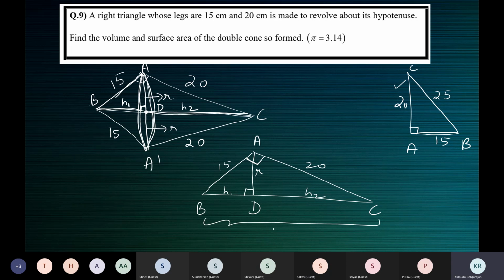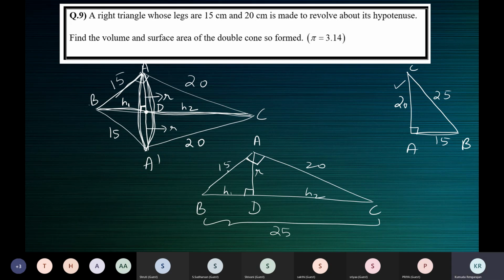No, the numerical value of BC. 25 centimeters. How? It's not given. We can find it by Pythagoras theorem. All right, so by Pythagoras theorem, you can find that BC is 25 centimeters.